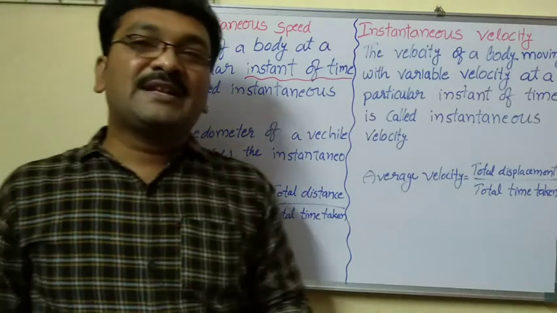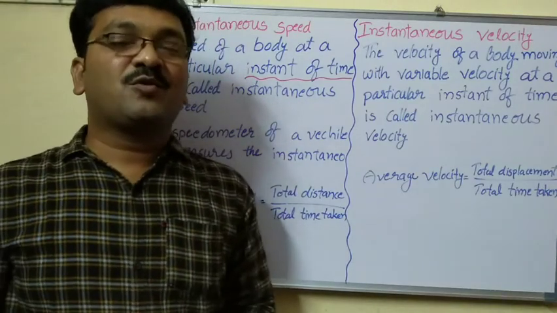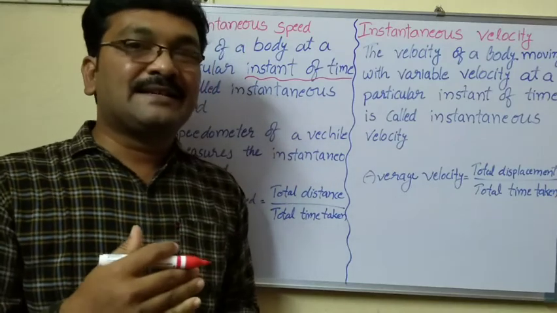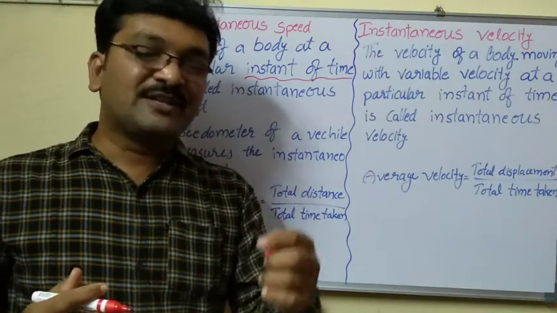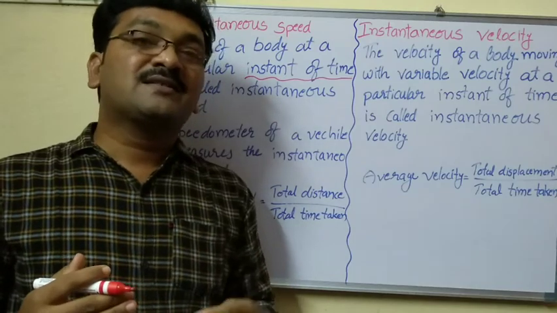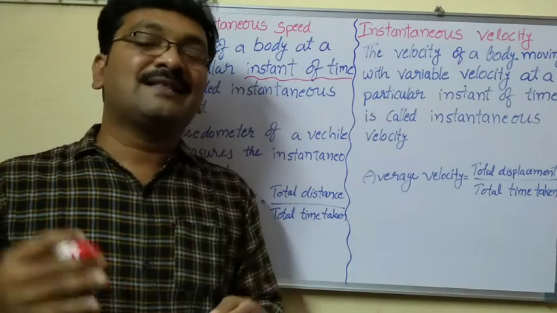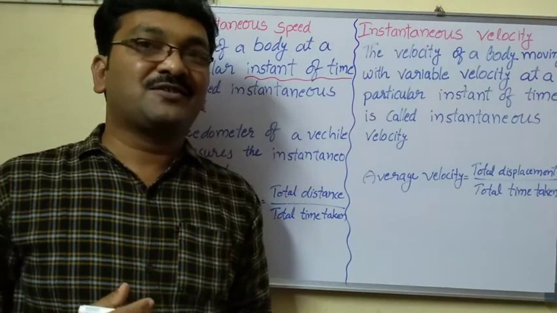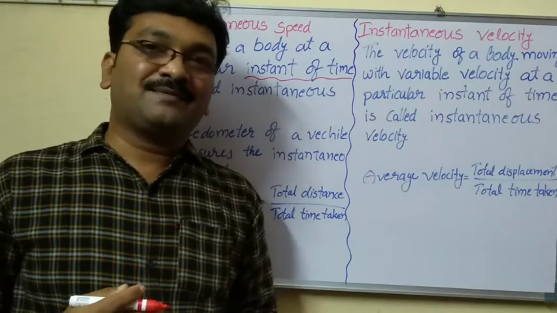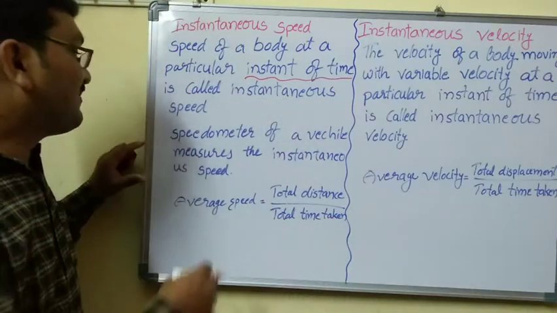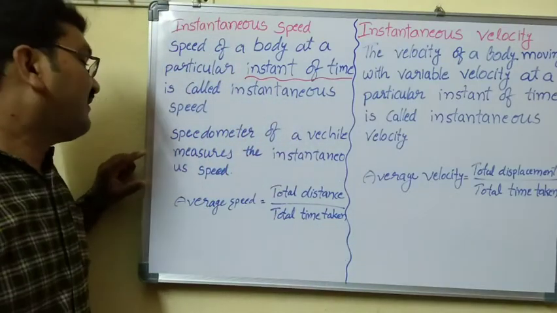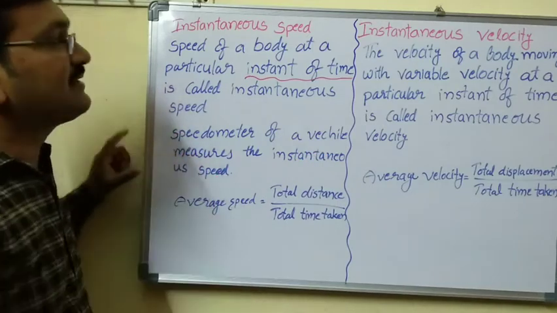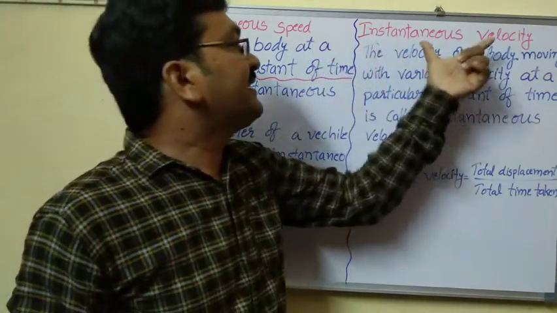The best example is the speedometer, or the speed guns which are used on roads nowadays. Suppose at a crossing you want to go at 60 kilometers per hour. If you are going faster than that, then the speed gun will capture your vehicle number and issue a challan to your vehicle. So that's the best example. The speedometer of a vehicle measures the instantaneous speed. Next, instantaneous velocity.